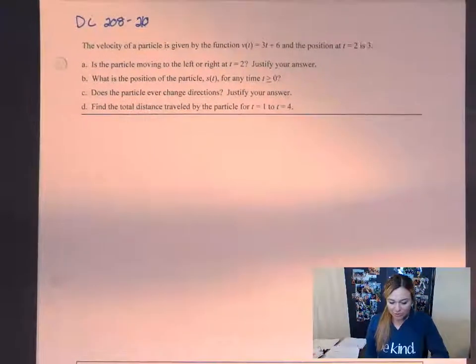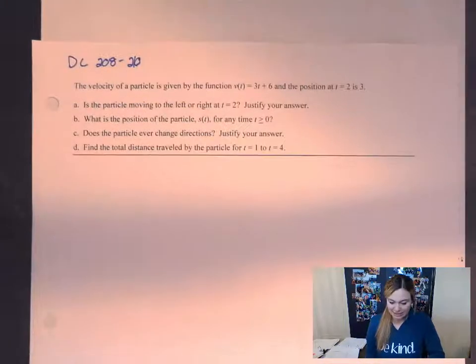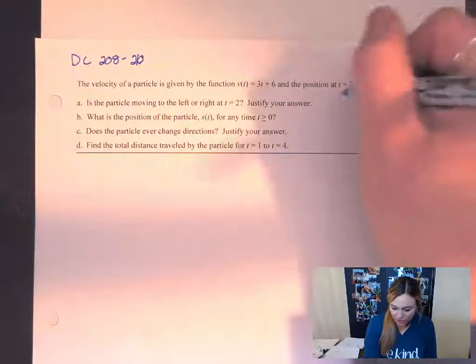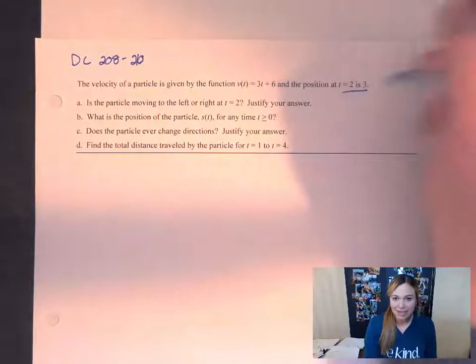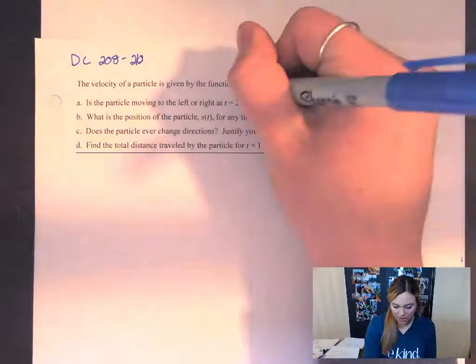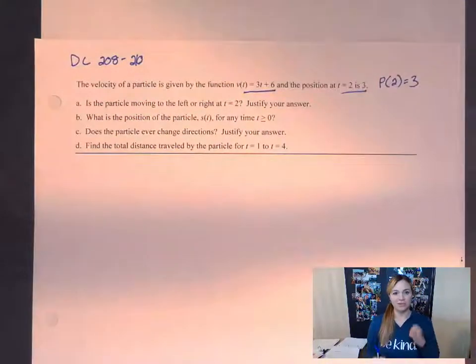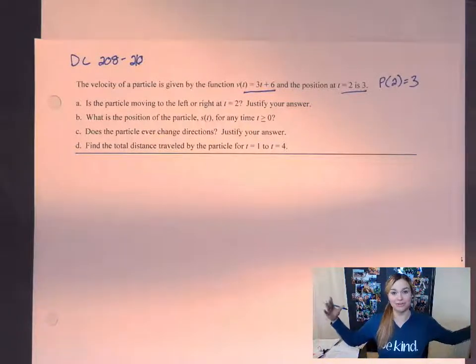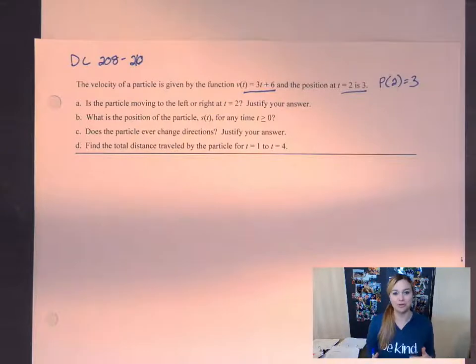So the velocity of a particle is given by this function. V of t is equal to 3t plus 6, and the position at t equals 2 is 3. As soon as I see this, I like to write down position at 2 equals 3. And I know I'm given velocity. Okay, now I've got to just figure out what each one of these things mean and take from all the things that I've learned so far, even just this year, about particle motion.